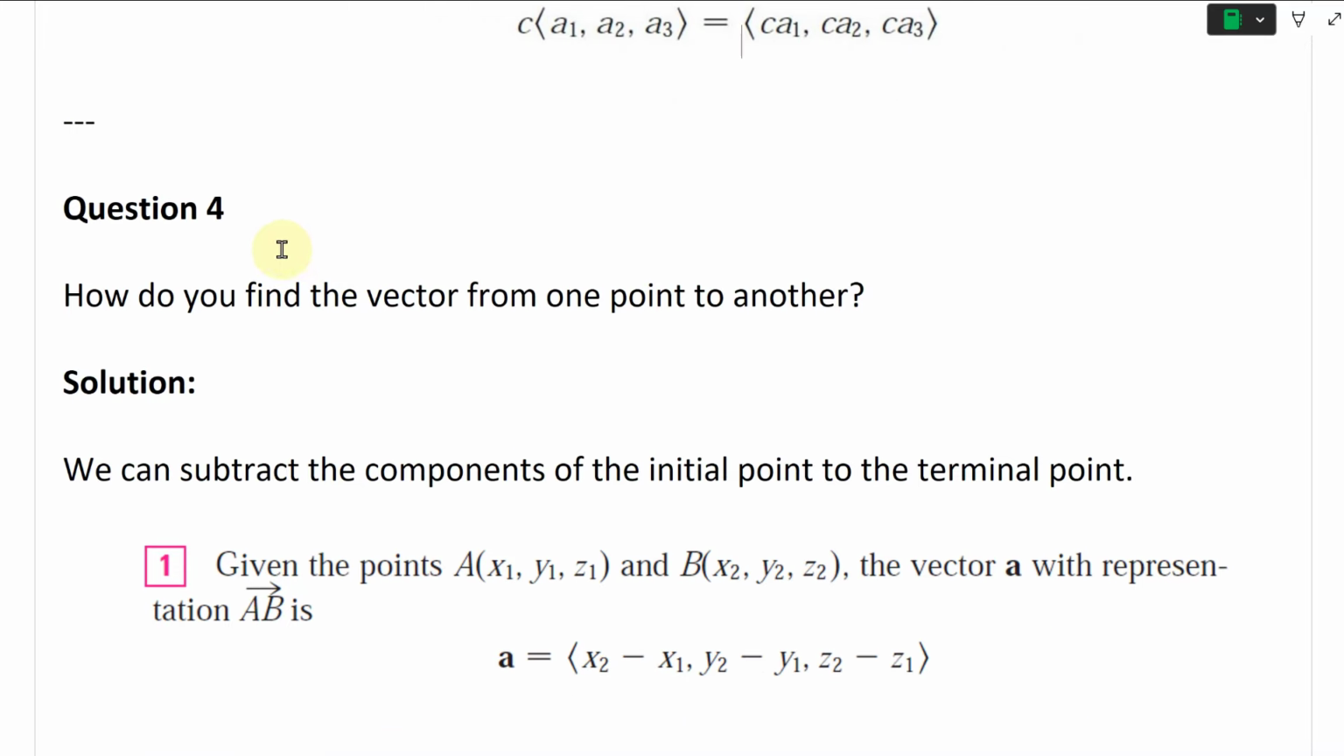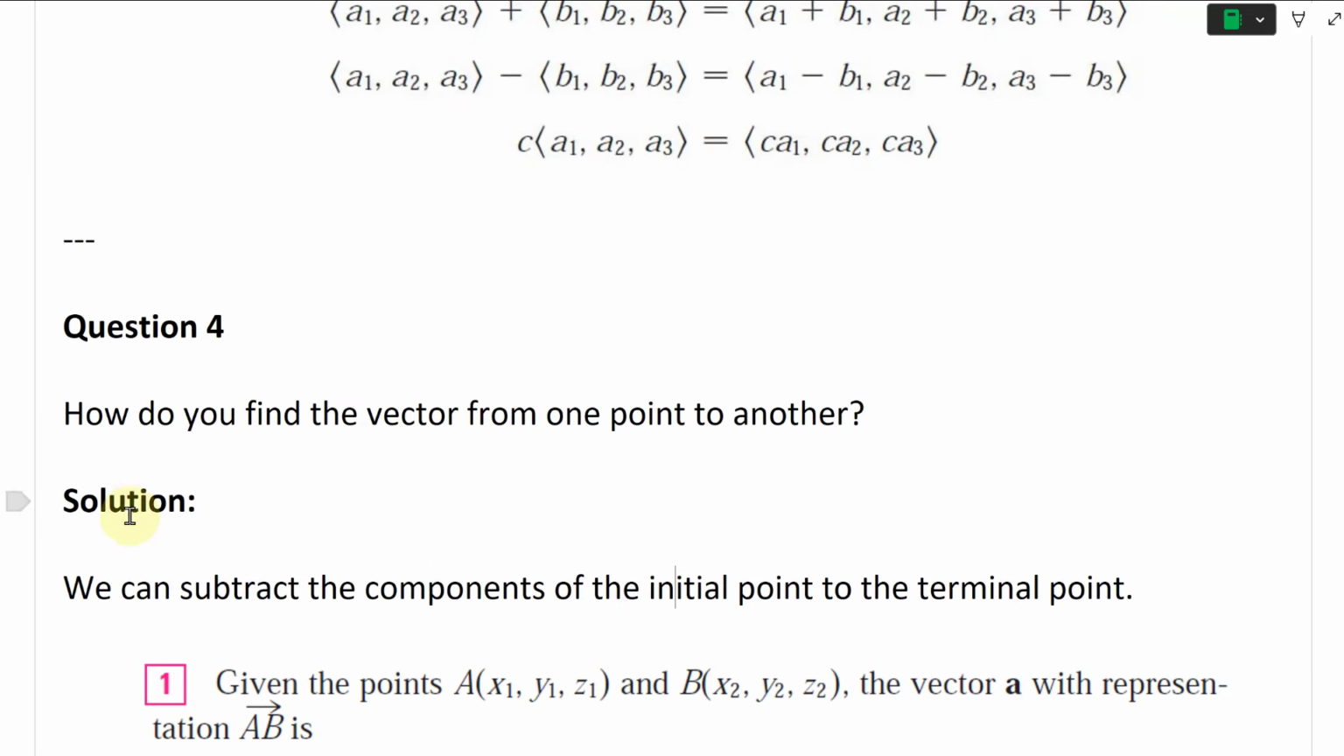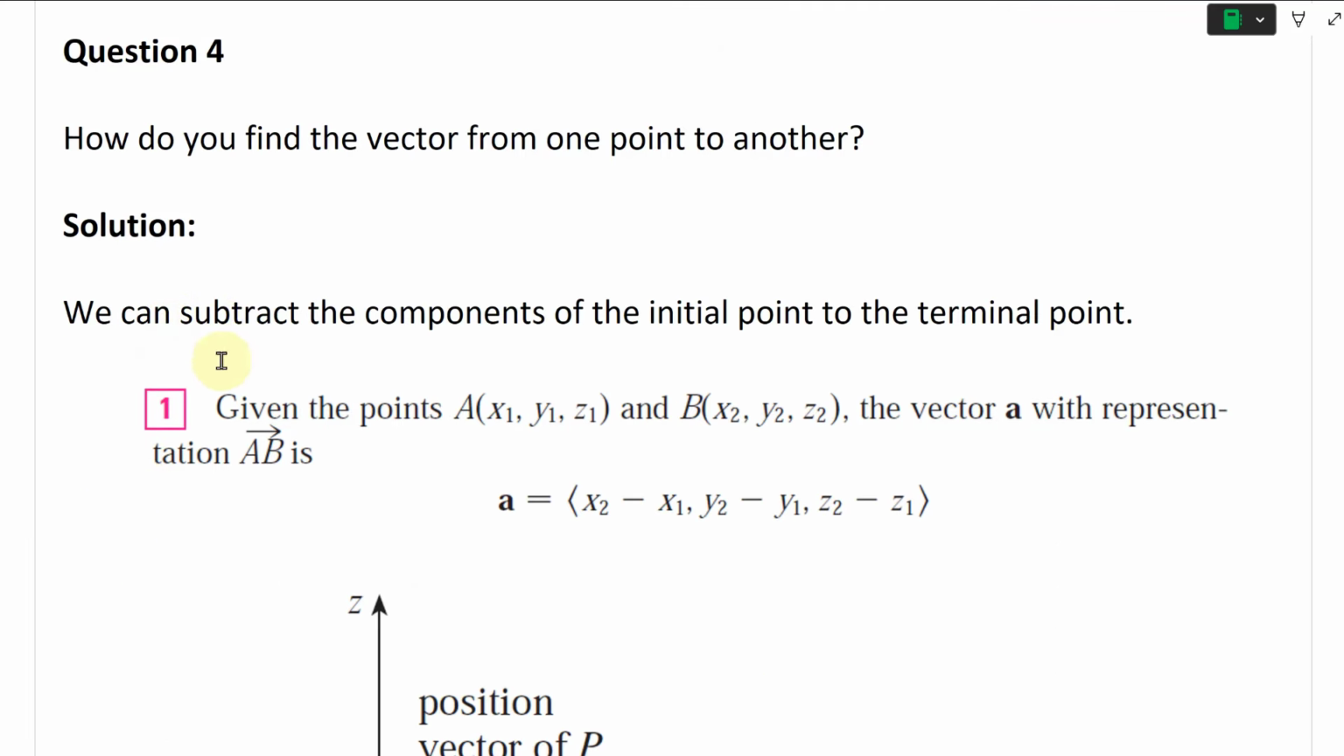And let's continue further to question 4. This one states, how do you find the vector from one point to another? What this question is actually asking, and if we look at the solution, they're also asking for the position vector. What this means is, first of all, we can subtract the components of the initial point from the terminal point.